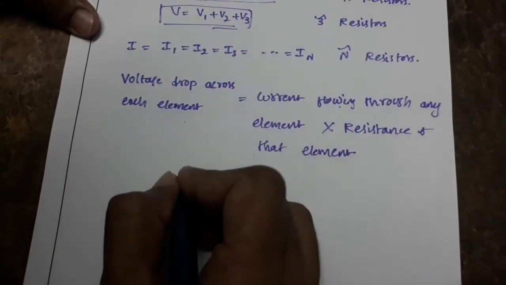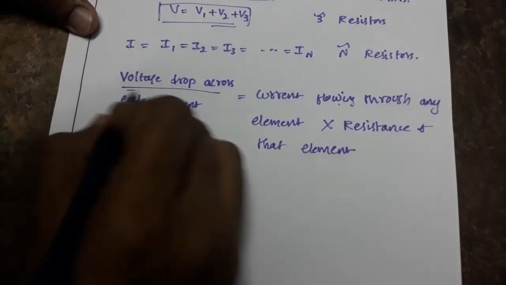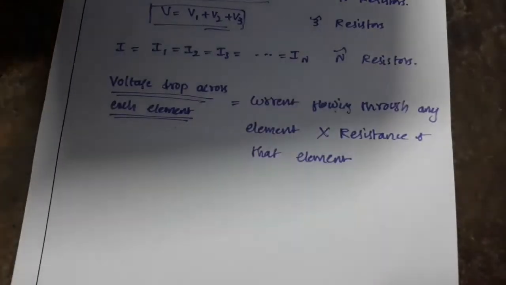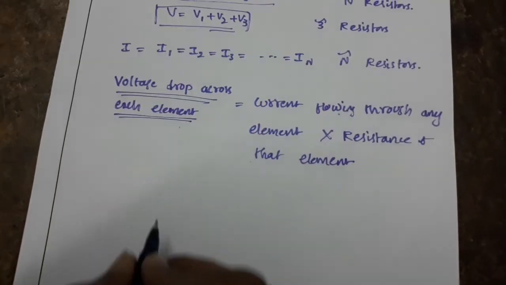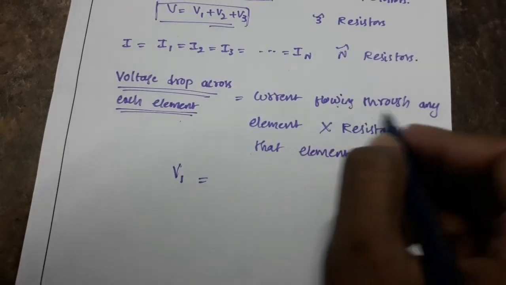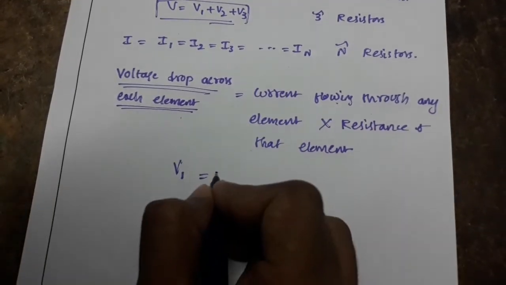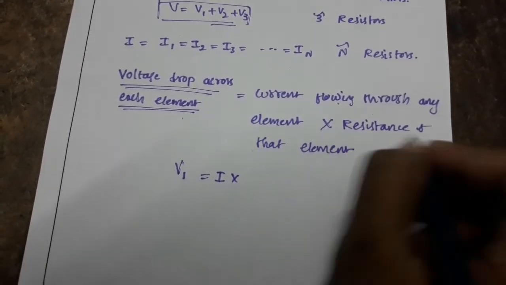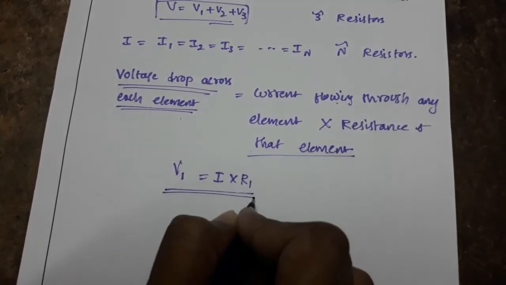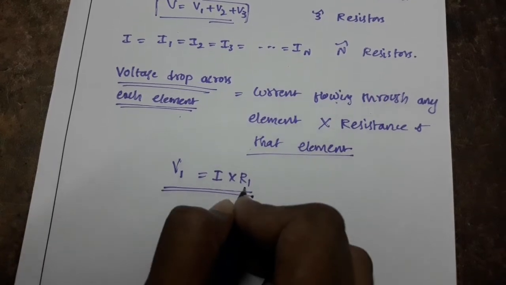That is, if I want to find the voltage drop across the R1 resistor from this example, then V1 equal to current flowing through any element, that is I, into resistance of that element, that is R1. So for finding V1, total current multiplied by R1.